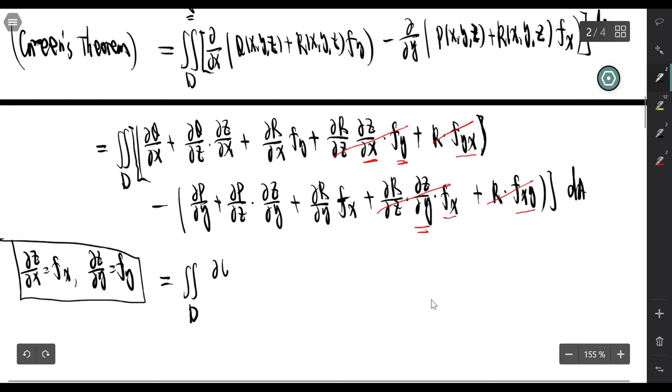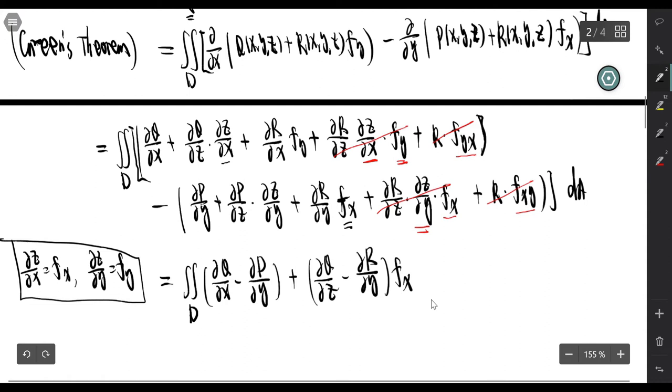That is partial q partial x minus partial p partial y plus as partial z partial x, that's f x. So that is partial q partial z minus partial r partial y, that is f x and f y. That's partial r partial x minus partial p partial z, then f y dA.